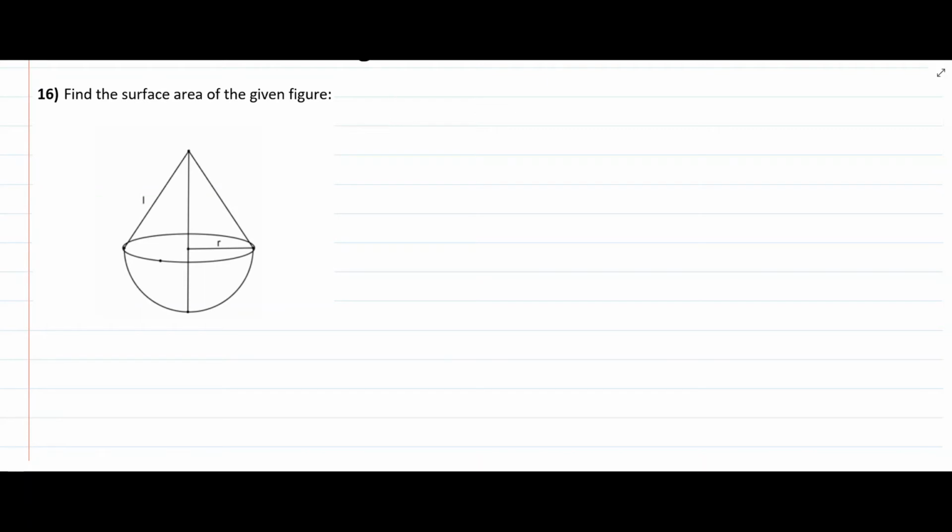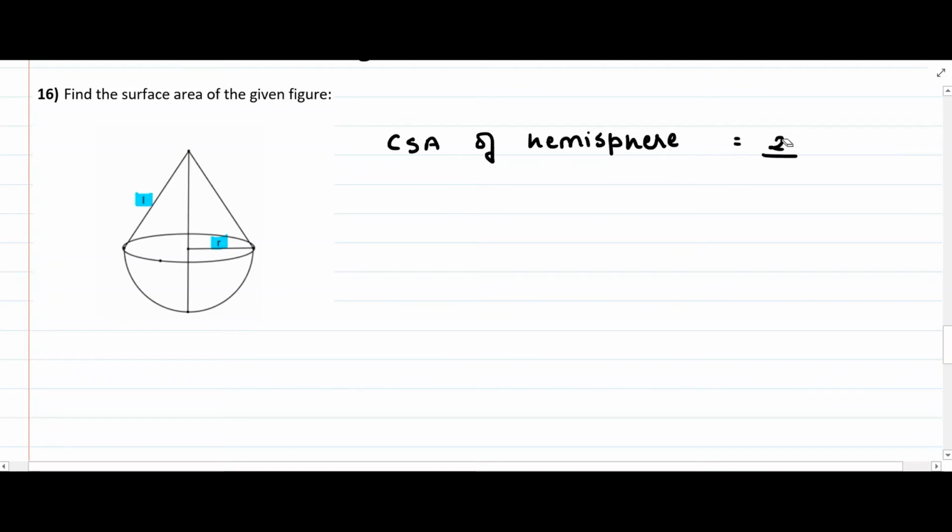Now the 16th question. The surface area of the given figure. This is in the shape of a cone and a hemisphere at the bottom. So what is the surface area? CSA of the hemisphere equal to 2 pi r square. And CSA of cone equal to pi r l.